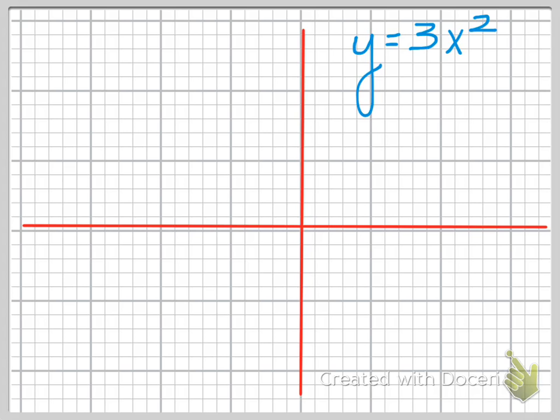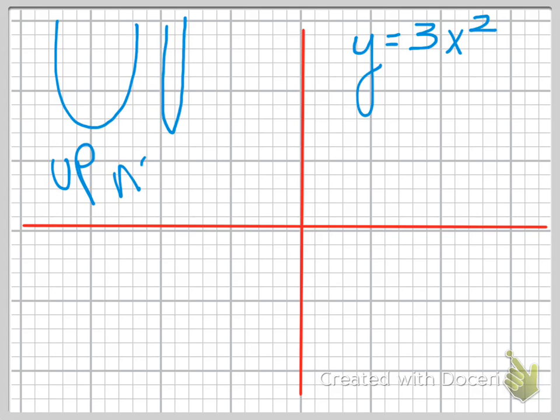So let's start with comparing it to the parent function. So I'm going to do this nice and big. Am I right side up or upside down? I am going to be up. Am I going to be wide or am I going to be skinny? I'm going to be skinny. So I am up and narrow. Can't miss that, right? Can't possibly not see that I'm supposed to be up and narrow. And by the way, usually I don't screw up on the up one. It's usually the down one that I have a problem with.